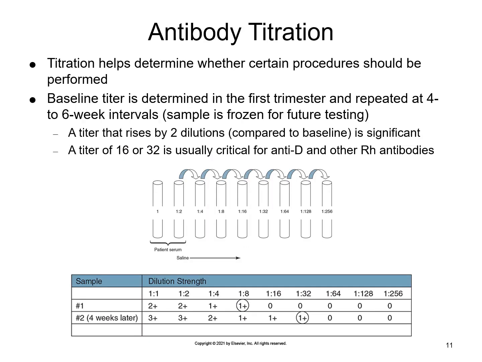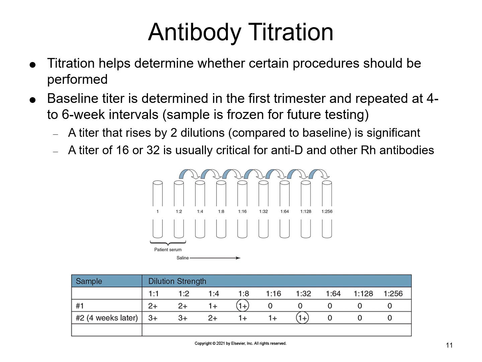Okay, so that antibody titer will actually help to determine whether certain procedures should be performed throughout that pregnancy. The baseline titer is determined during the first trimester, and then it will be repeated at about 4 to 6 week intervals, depending on the severity. We'd take those samples and freeze and maintain them in order to do the titrations in sequence to see if there's any increase. If their titer rises by 2 dilutions compared to that baseline, that's considered significant.